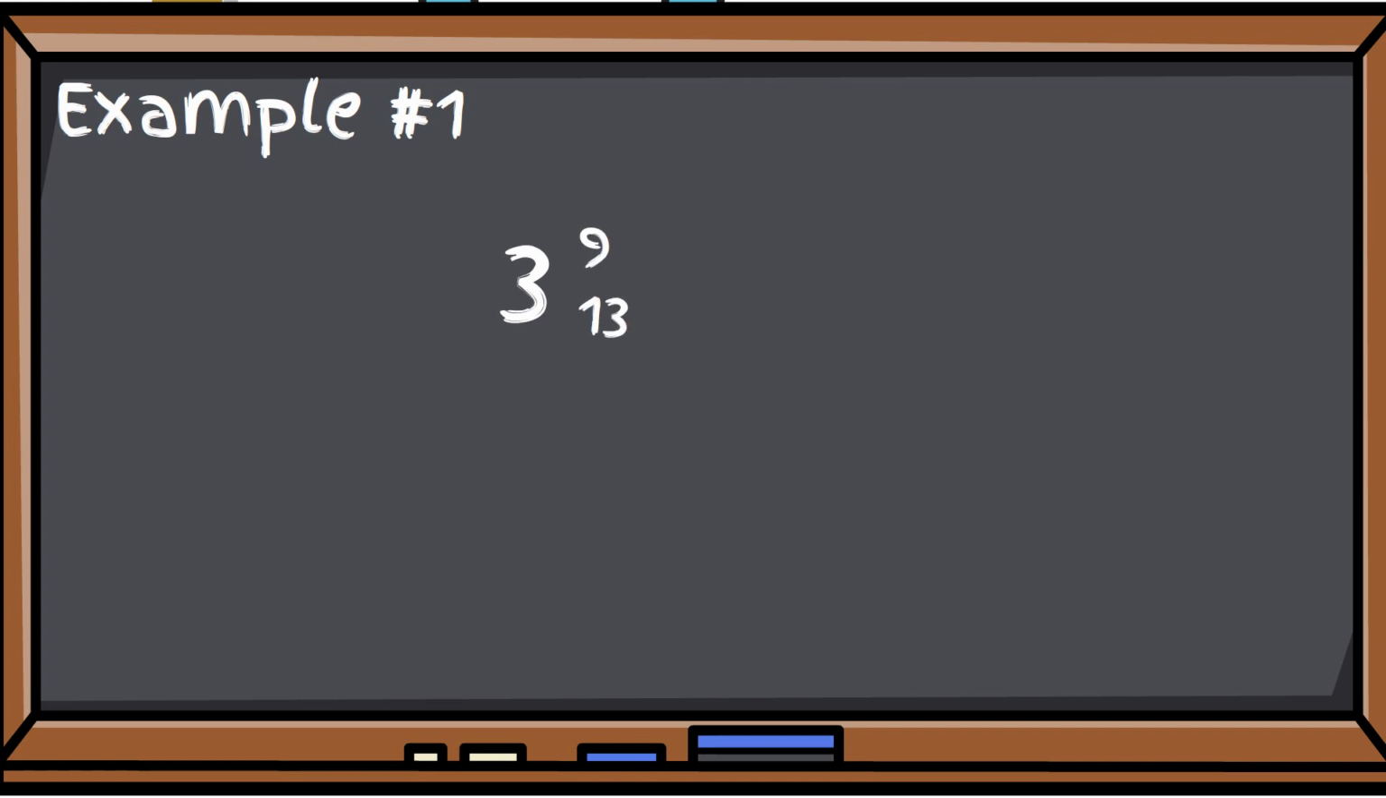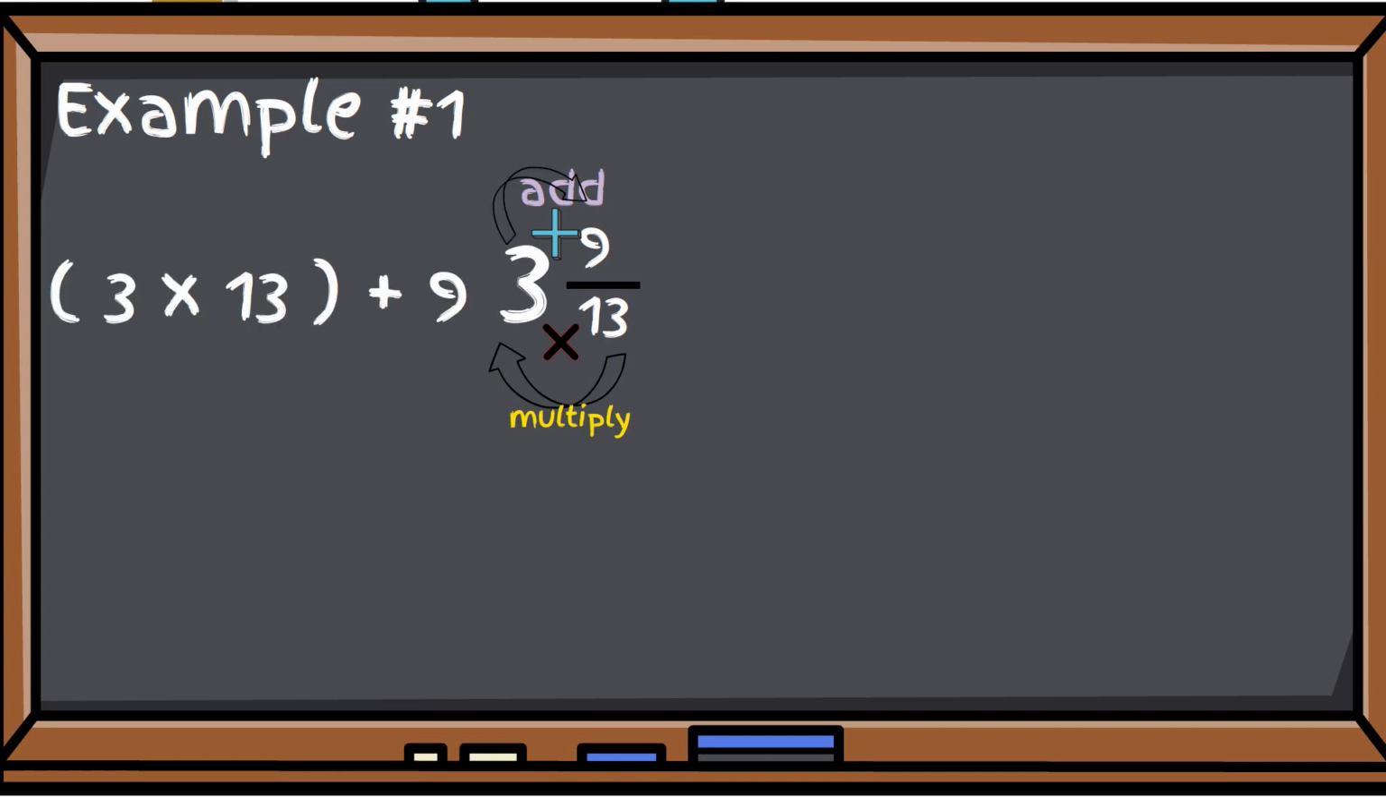We have the mixed number 3 9/13. 3 is the whole number, 9 is the numerator, and 13 is the denominator. Follow these steps for every mixed number. First, multiply the whole number by the denominator. Then, add the numerator. 3 times 13 equals 39, plus 9 equals 48.